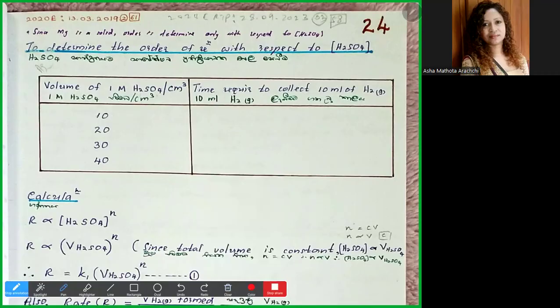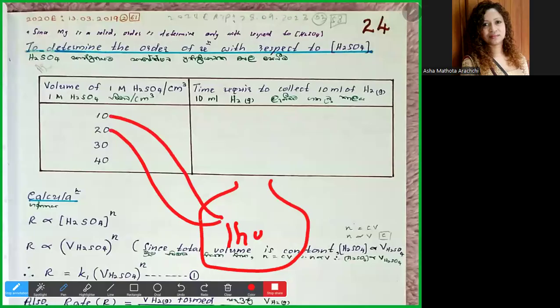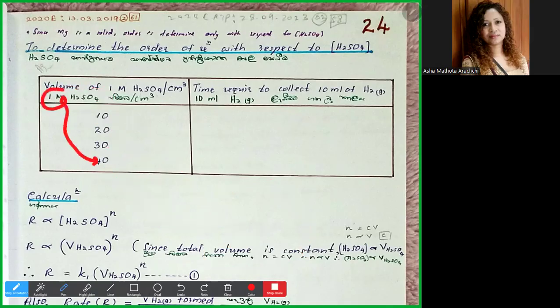So then we are making this kind of table. Let's say we are initially using just a mother solution, a big H2SO4 solution. From that, we are taking 10 cubic centimeter, 20, 30, 40. When we are changing volumes, what changes? The number of moles inside is changing. So 10 cubic centimeter of H2SO4 versus 40 cubic centimeter, the number of moles is greater. As well, the time is also changing to collect exactly 10 milliliter of H2 gas.